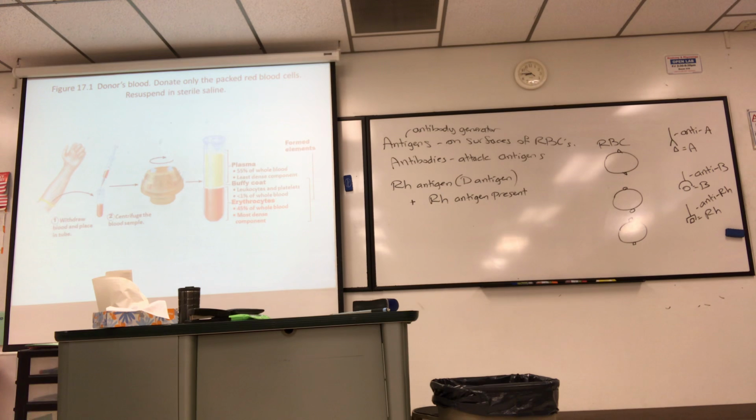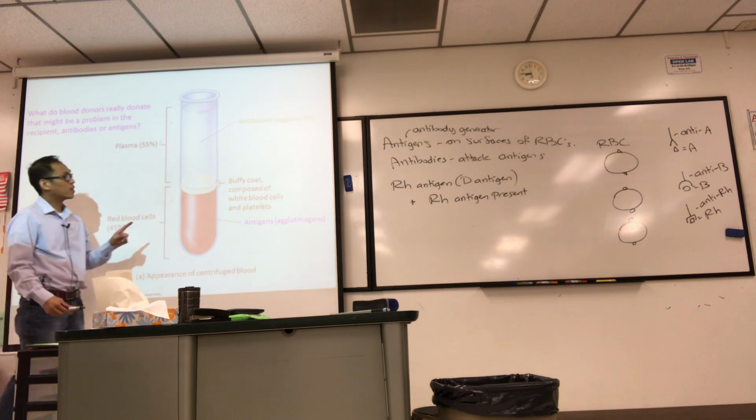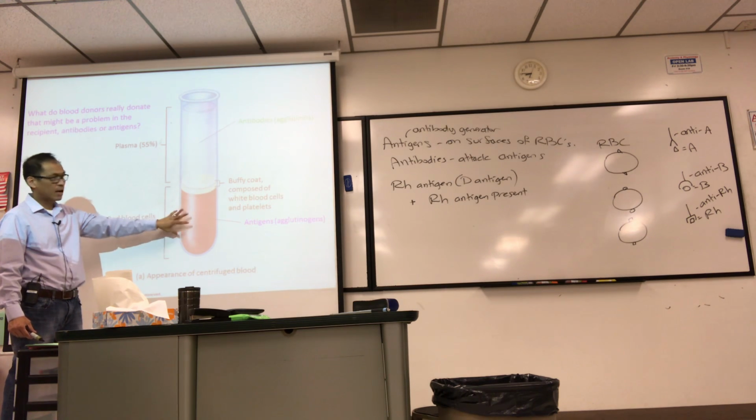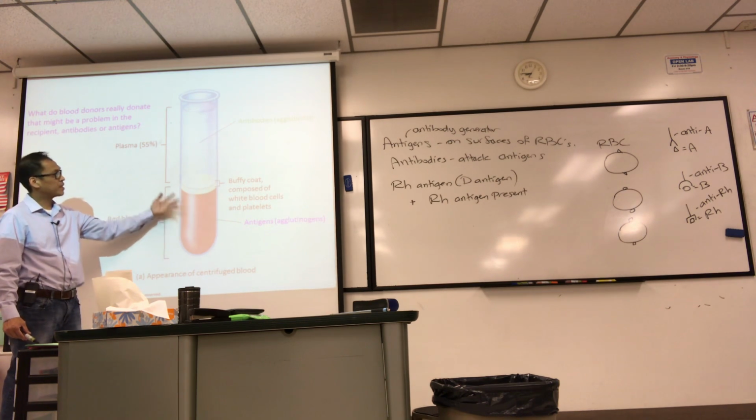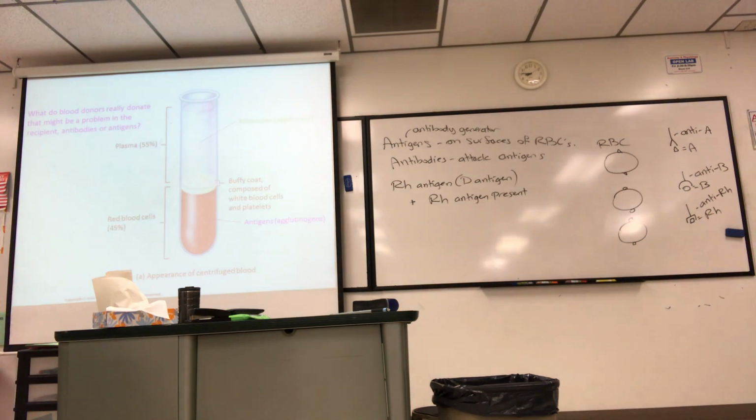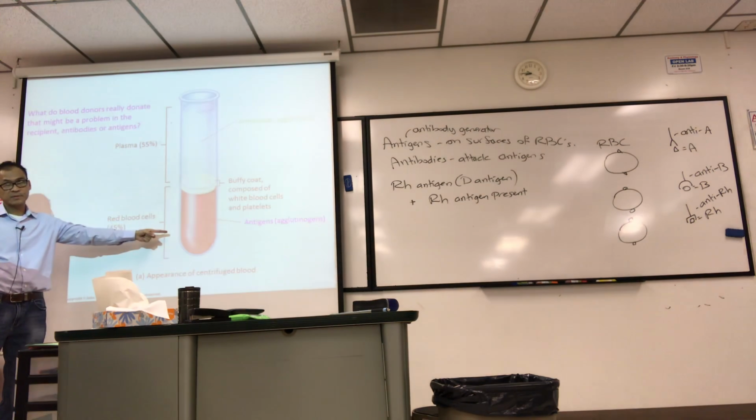So let's remember, when you centrifuge blood and fractionate it, the antibodies are in the plasma, and the antigens on the red blood cells are down here. When you donate blood and it gets fractionated, they save all the fractions. But most of the time, for the purposes of this lecture, when you donate blood, you're donating the packed RBCs. That's what you're donating.